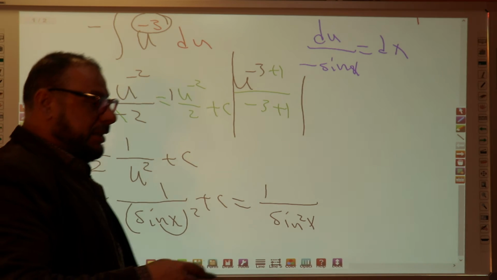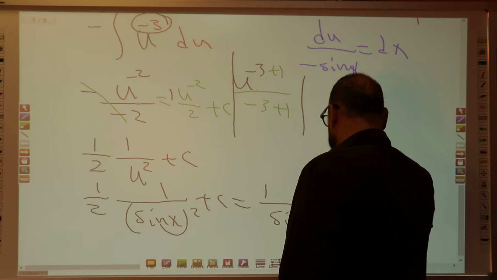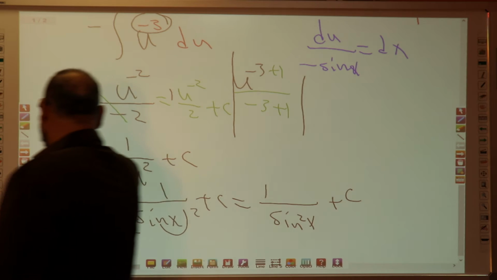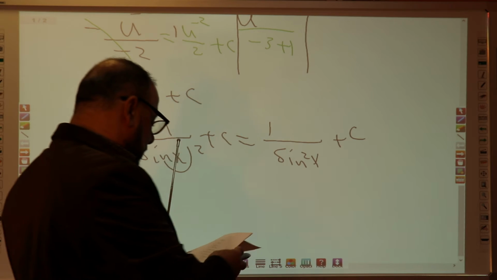In the second class, I will give him a hard problem to do, to see our student, even if he did it wrong, he's going to do it on the board. This is another example. One more example.